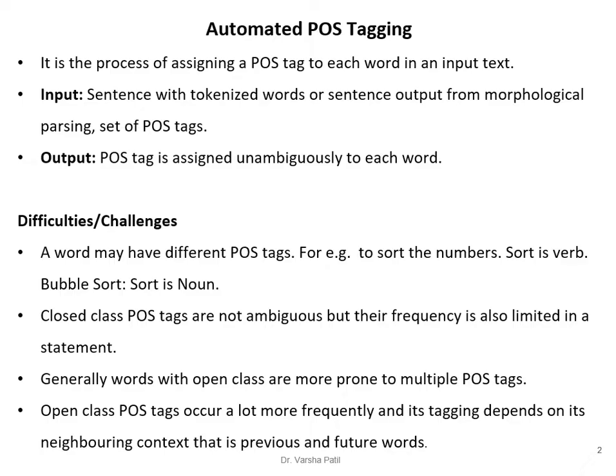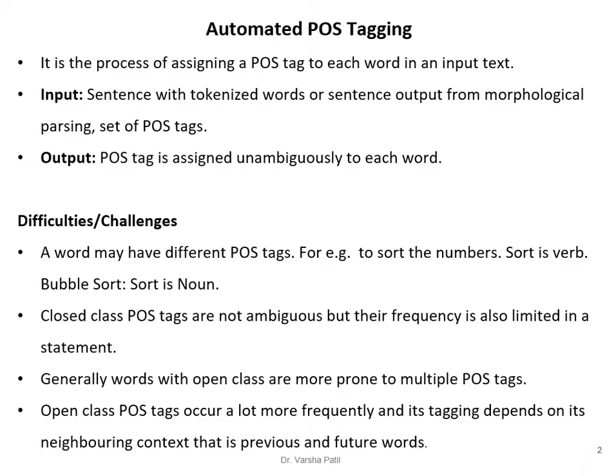A word may have different POS tags. For example, to sort the number, here sort is a verb, and when I say bubble sort, sort is a noun. Closed class POS tags are not ambiguous and their frequency is also limited in a statement. Generally, words with open class are more prone to multiple POS tags.